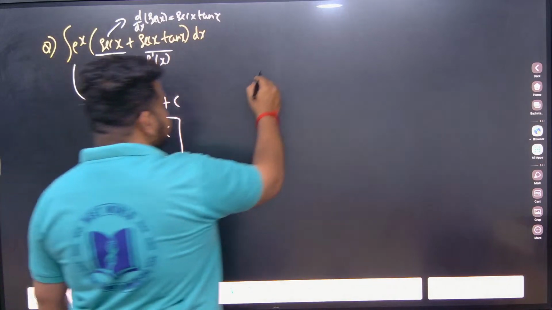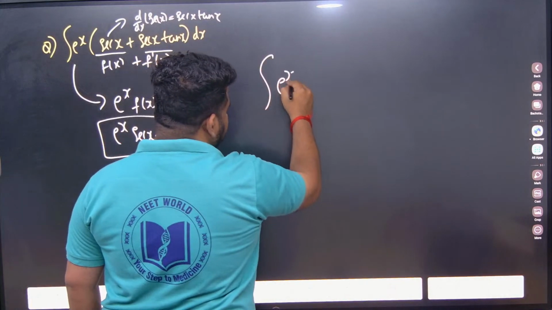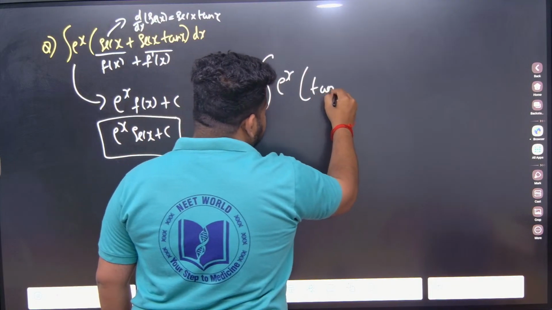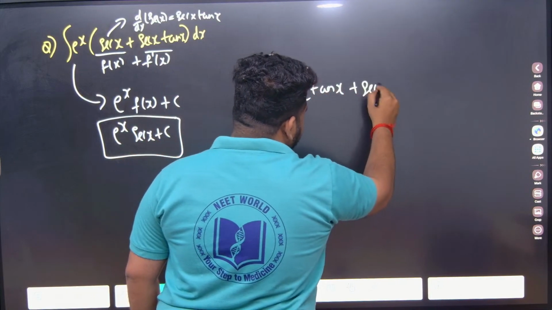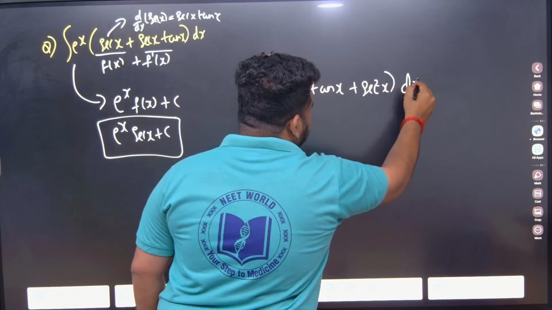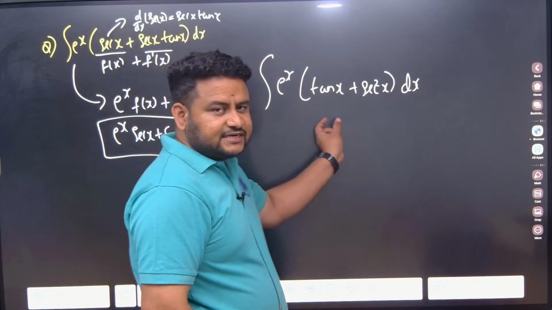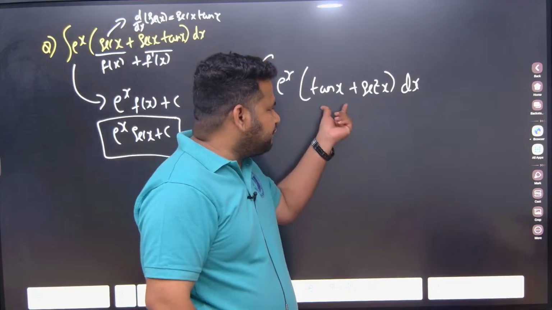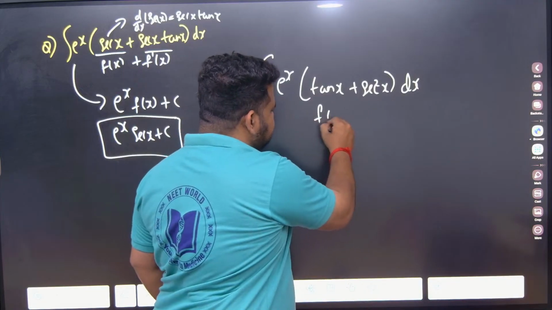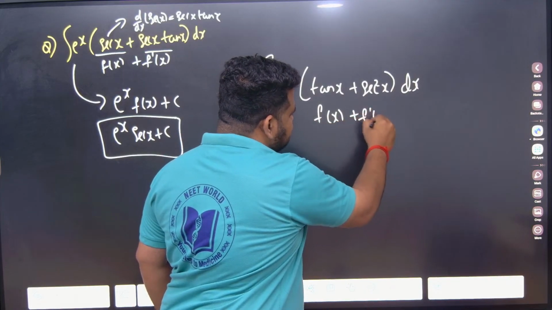One more example of this type. Suppose it is given e power x into tan x plus secant square x dx. We know that on differentiating tan x, I will get secant square x. So this is f of x plus f dash of x. So what will be my answer?